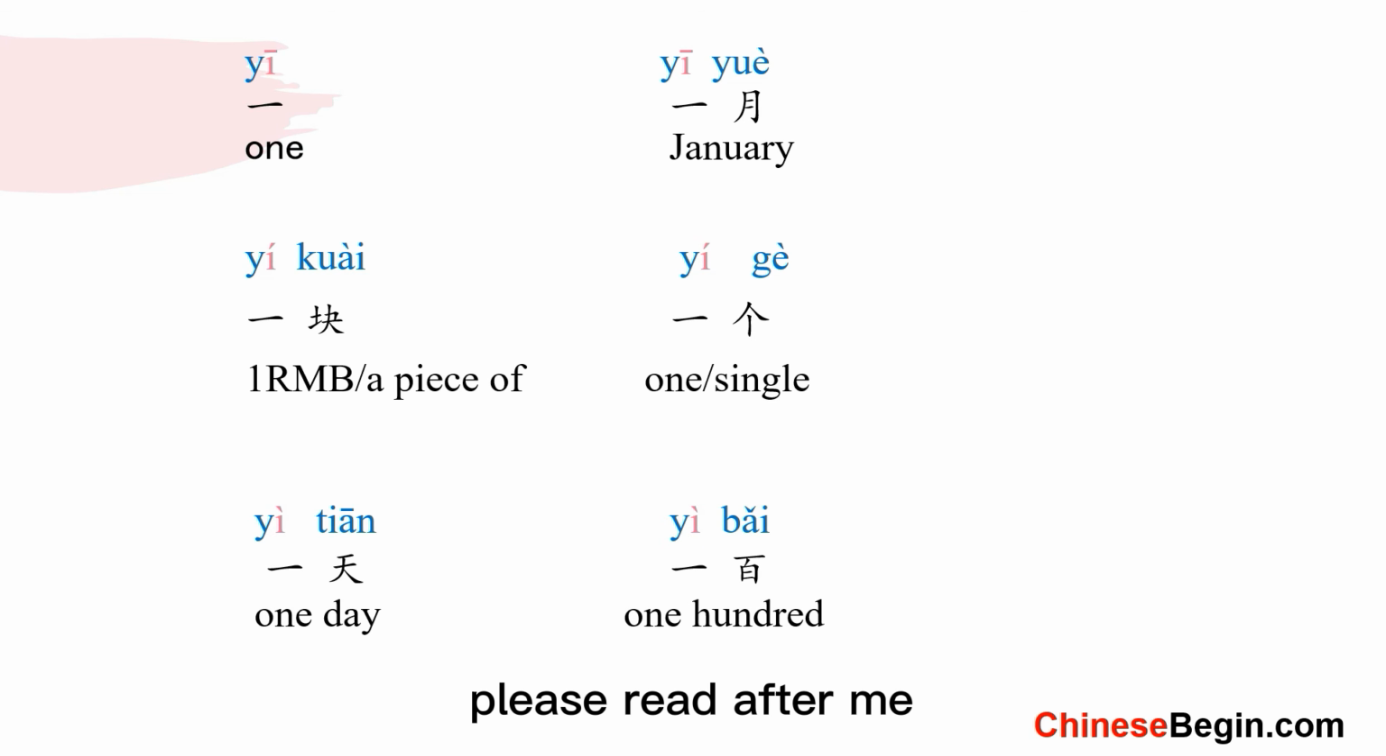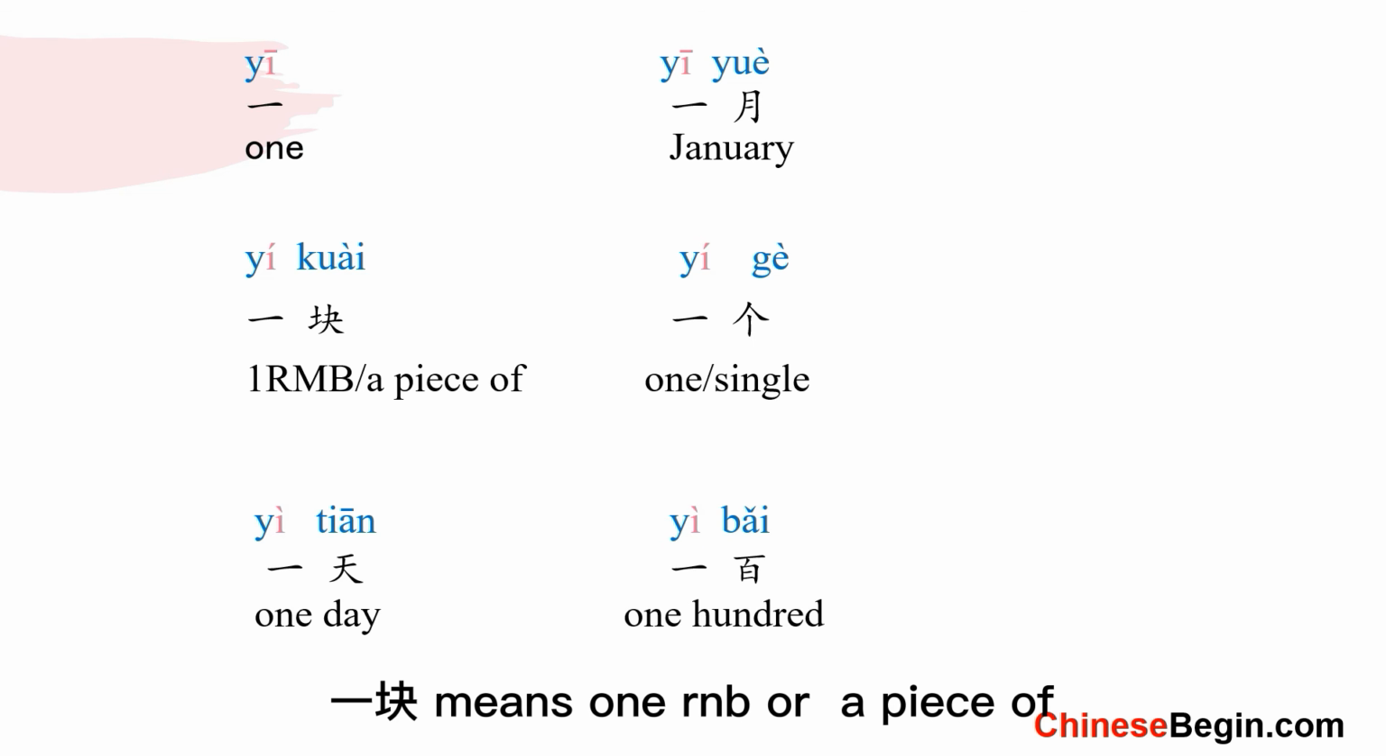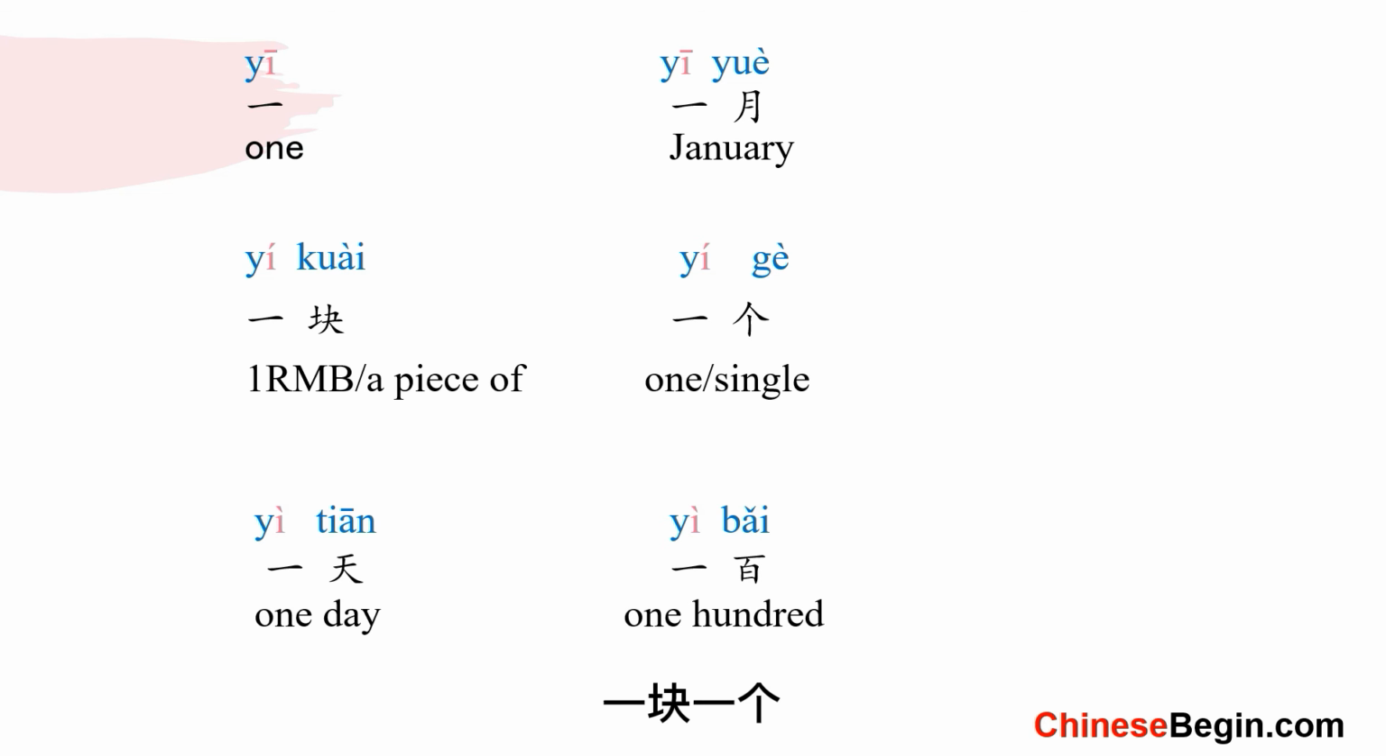Okay, in the end, please read after me. 一 means one. 一月 means January. 一块 means 1 RMB or a piece of. 一个 means one or single. 一天 means one day. And 一百 means 100.